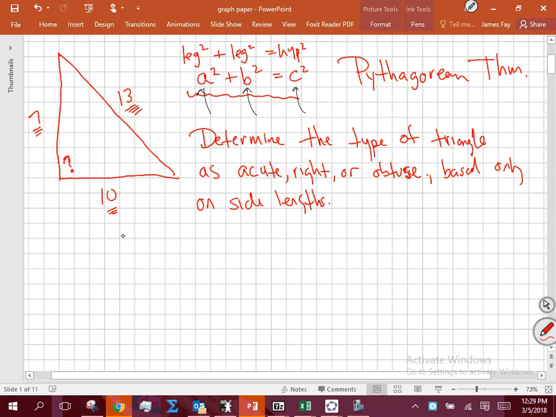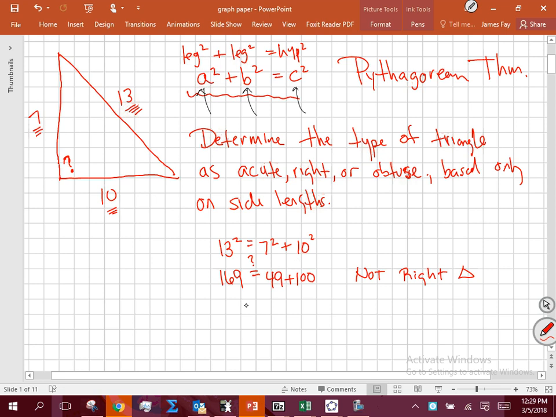Well, if it's a right angle, shouldn't I be able to take 13 squared equal to 7 squared plus 10 squared? Does that make sense? Okay. What is 13 squared? 169. Does that equal 49 plus 100? No. Okay. So, what's that tell you? Not a right triangle, right?